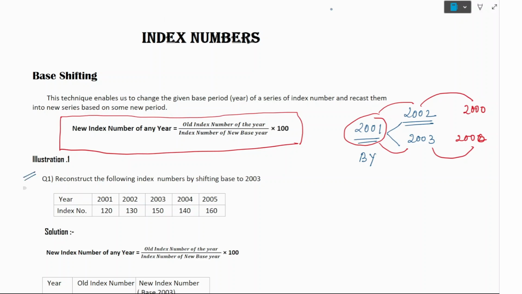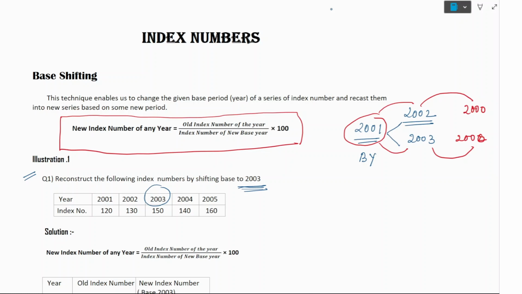Reconstruct the following index numbers by shifting base to 2003. It is given that the years 2001 to 2005 have index numbers. Here we need to change the base to 2003. We don't know which is the base year of this series, but we are told to change this series of index numbers to the base 2003. That means these given numbers are old index numbers. When you change them, you get index numbers with the new base, that is 2003. Therefore, what's the formula?